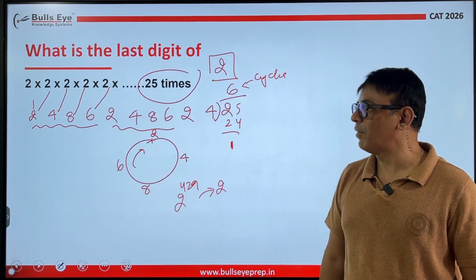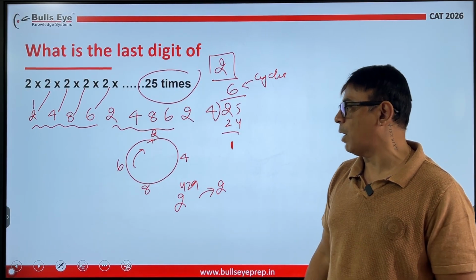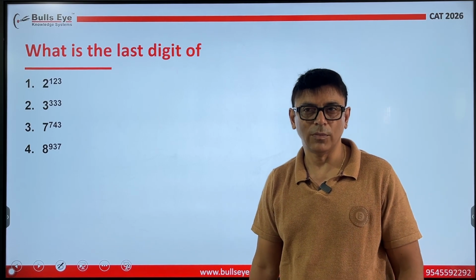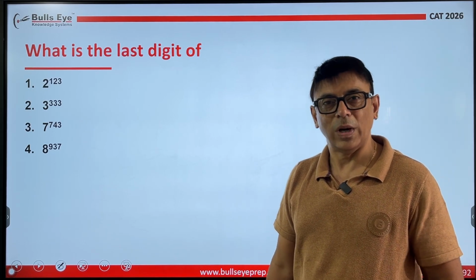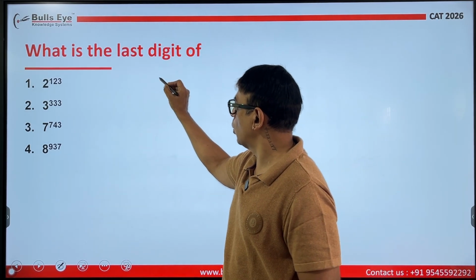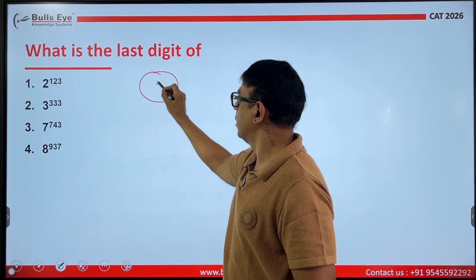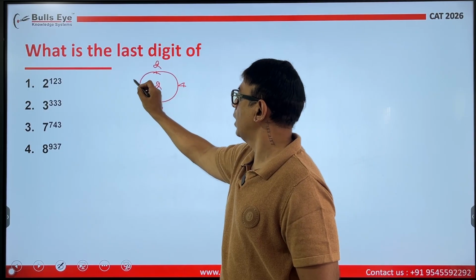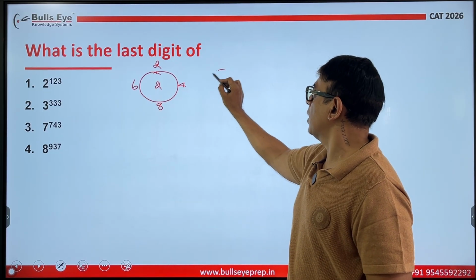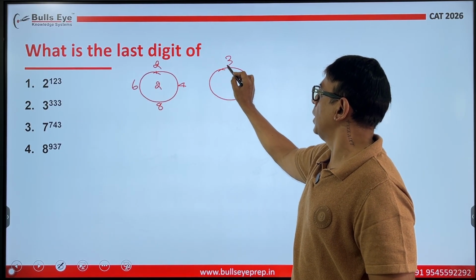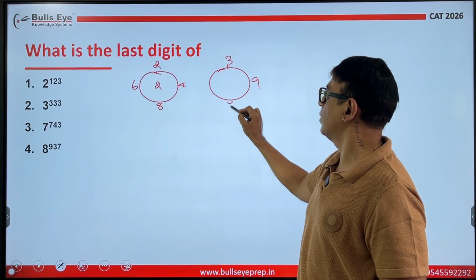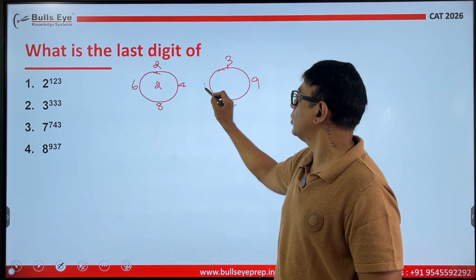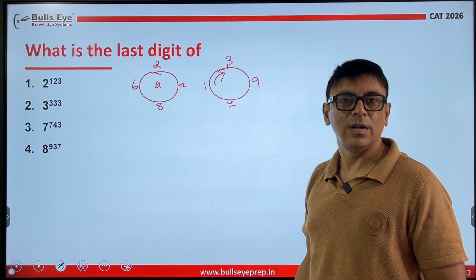So if this is the power cycle of 2, we have power cycles for all other numbers from 1 to 9. 1, anyway, anything raised to 1 is 1. But I just now wrote the power cycle of 2. I'll write it again. This is 2, 2 2s are 4, 4 2s are 8, 8 2s are 16. Power cycle of 3 will be 3, 3 3s are 9, 9 3s are 27. I'm just keeping 7 in my mind. 7 into 3 is 21 and 1 into 3 is again 3.